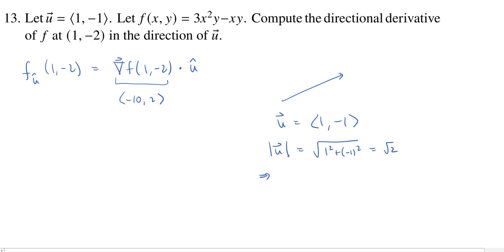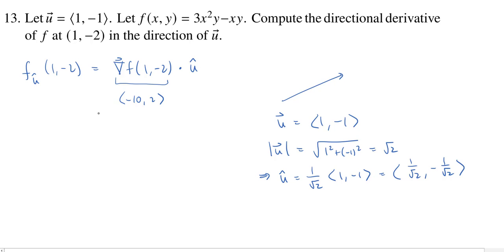And so the unit vector in the same direction as u is going to equal 1 over the square root of 2 times the vector u, so times (1, -1). So this will be the vector (1 over root 2, -1 over root 2). Now, some people might say you've got to rationalize those denominators. No, you don't. All right, moving on.